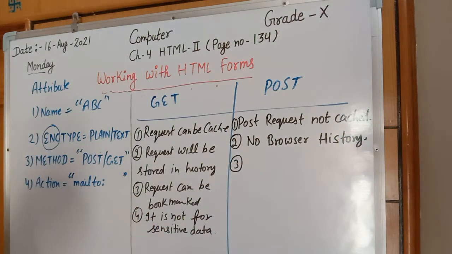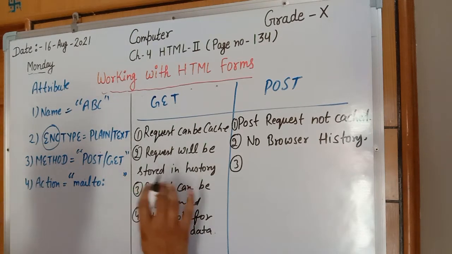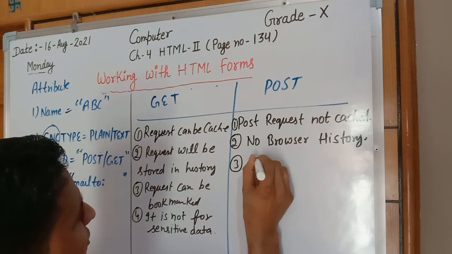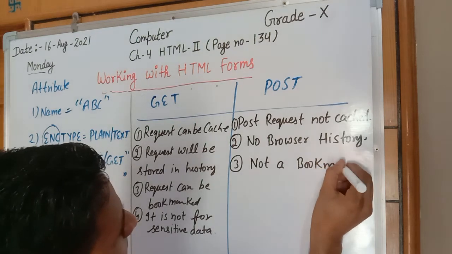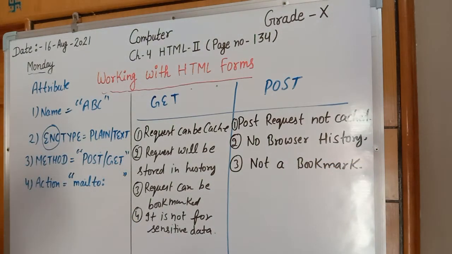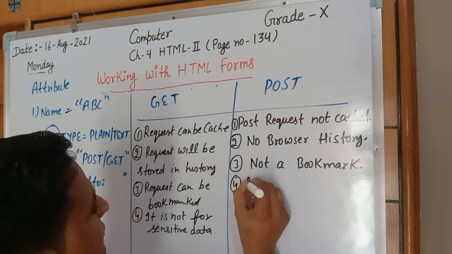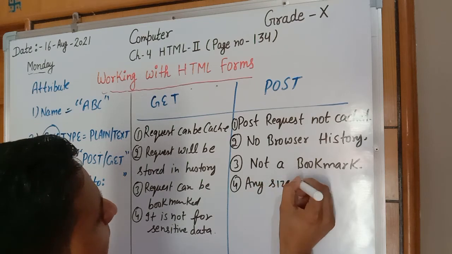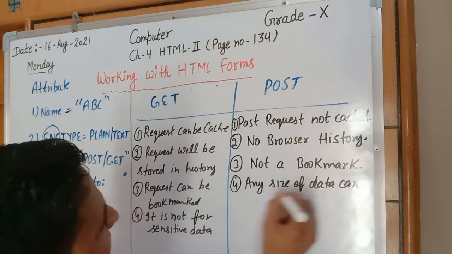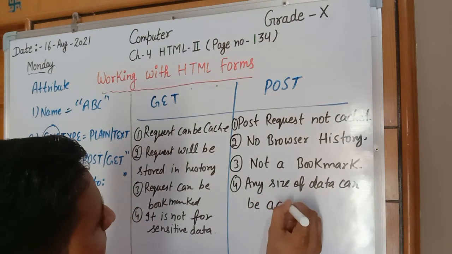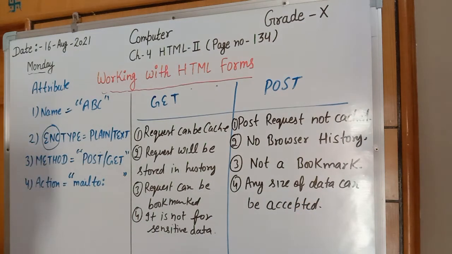Third point, POST requests cannot be bookmarked. It is the full reverse of GET. GET can be bookmarked, but POST cannot. And fourth point, POST requests have no restriction on data length. Any size of data can be accepted. These are some important features of the GET and POST methods.